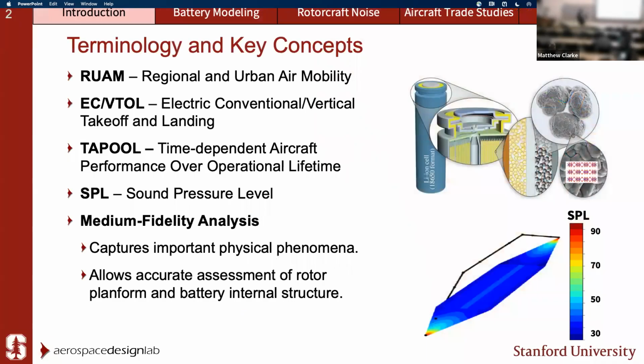Before I get started, I want to first go over some key terminology that I'll be using today. The first one is RUAM, which stands for Rural and Urban Air Mobility. I think everyone knows the second, eVTOL, for electric vertical takeoff and landing aircraft.